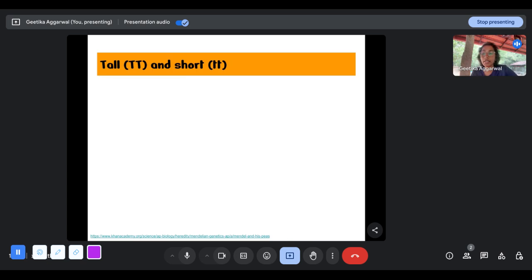To give you another idea with tall versus short, here you can see that I've written capital T next to tall and small t next to short. I will come to this later. After his experiments, Mendel thought that every individual pea plant carries a pair of factors. At that time, he did not know about genes, chromosomes, or DNA. So he came up with this term called factors, and he said that every individual carries two factors which encode for that characteristic.